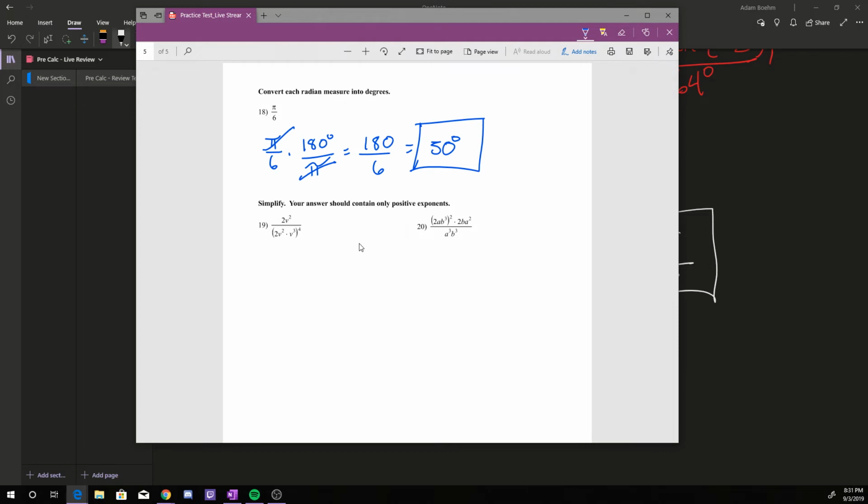Properties of exponents. I'm going to simplify inside these parentheses first. So we have 2v squared over 2 stays there. V squared times v to the third is v to the fifth. And all of that's to the fourth. Which leaves 2v squared up top, 2 to the fourth down bottom, and v to the 20th. 2 over 2 to the fourth is 2 to the third downstairs, down in the denominator. And then v squared over v to the 20th is v to the 18th down bottom.